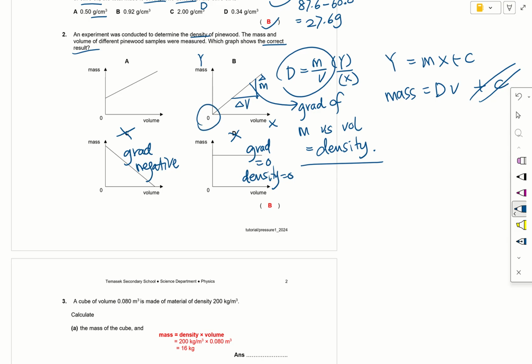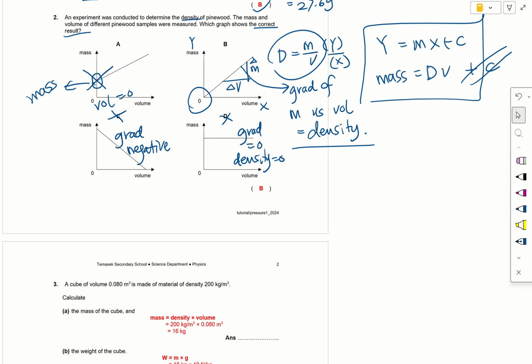But if you think of it another way, if this way of solving is too mathematical for you, you can think of it as, can you have mass without volume? Which you can't, right? Whichever volume that you have must have a mass. So in A, it seems that when the volume is 0, there is a mass. That means it is not correct. How can you have a certain mass when the volume is 0? It's just not possible. Okay, so the answer is B.